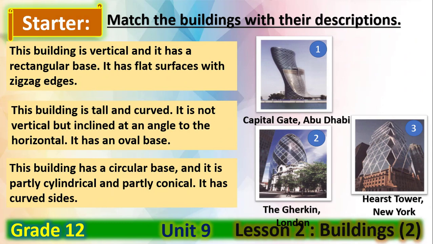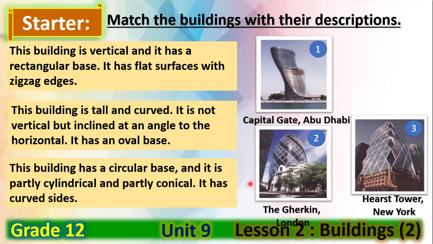Our starter today is to match the buildings with their descriptions. Okay, we have here the descriptions on the left side, and on the right side we have the buildings. Building number 1, Capital Gate, Abu Dhabi. Building number 2, the Gherkin, London. Building number 3, Hearst Tower, New York. All you have to do is to take your time to read the description of the building and try to match it with the name of the building. You have 3 minutes and you can start now.